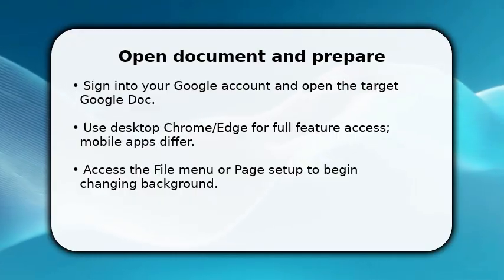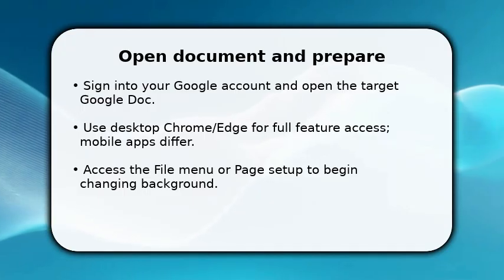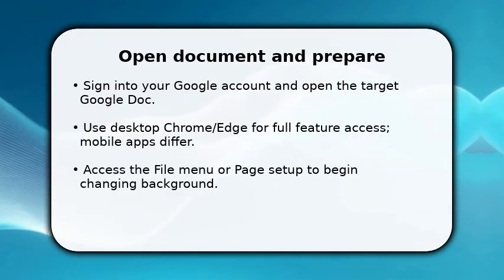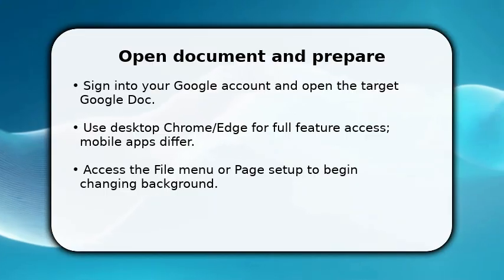You're starting inside the document you want to change. Make sure you're signed into your Google account. First, click File in the top menu, then choose Page Setup. This step accesses page-level settings rather than text formatting. Once done, you'll see options for paper size, margins, and page color.